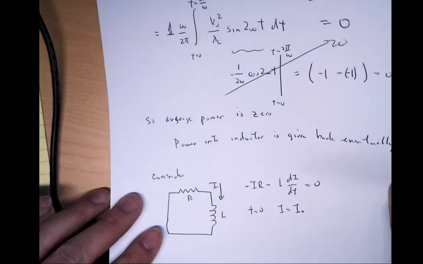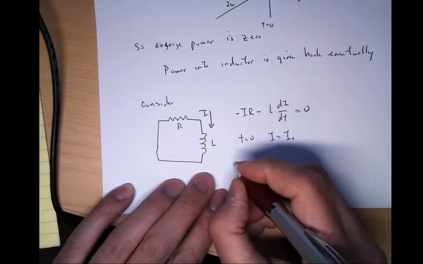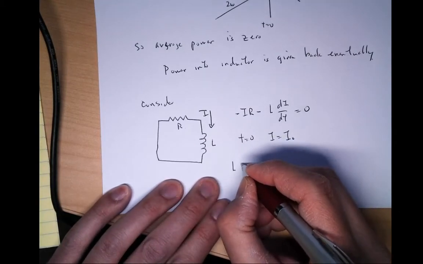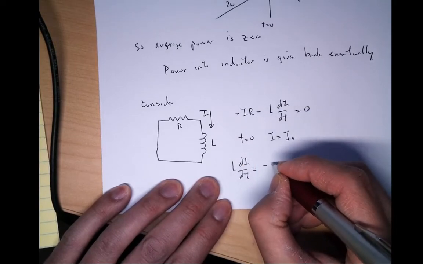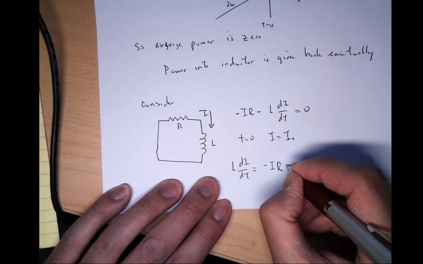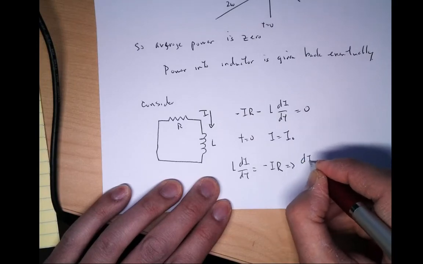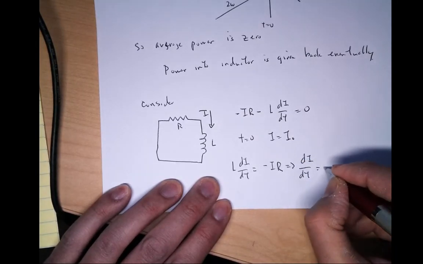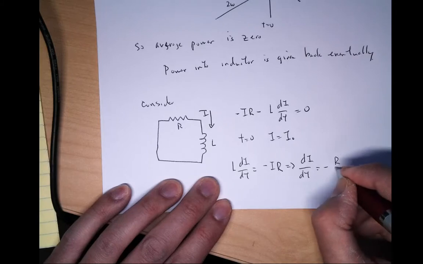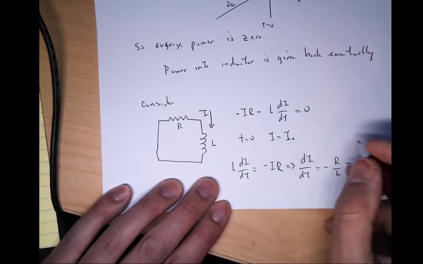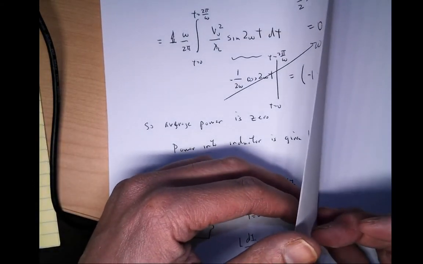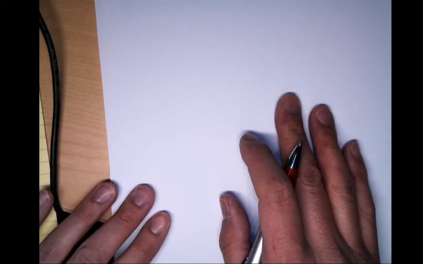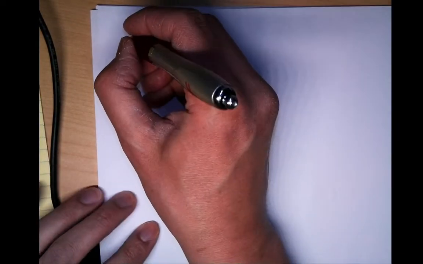So let's go ahead and solve this equation here. I have L di dt equal to minus IR, which is di dt equal to minus R over L times I. So this is again a differential equation, and we can solve it by our usual means of guessing and checking. There's only one guess you actually ever need to know, so guess and check.